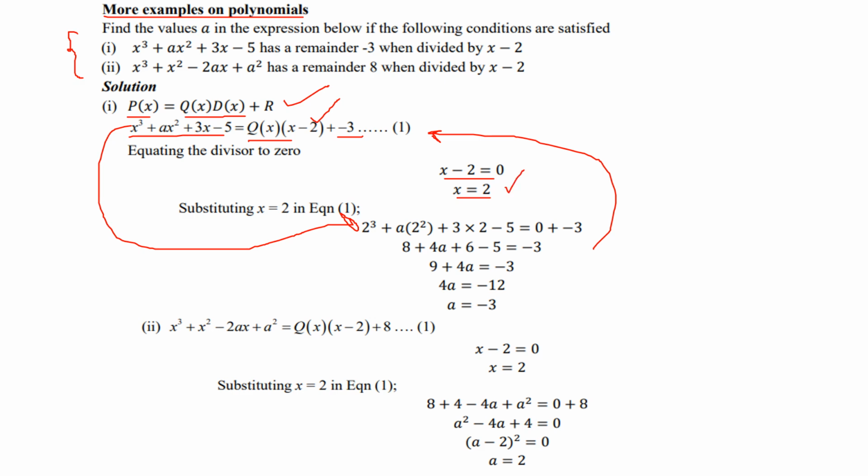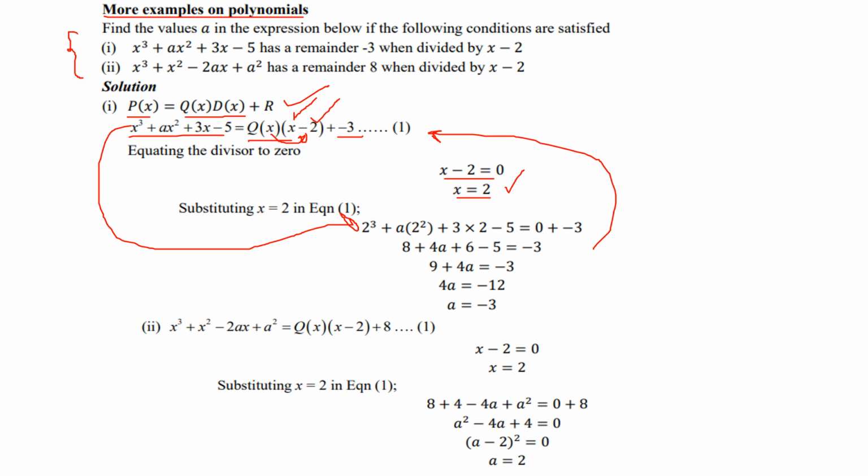So you have 2 cubed plus a into 2 squared plus 3 multiplied by 2, and then you less 5 is going to be equal to, now notice that in this polynomial, when you substitute here 2, this is going to be 2 minus 2. So everything is going to be 0. So polynomial of x is going to be multiplying this bracket, which is a 0. And you remain with plus negative 3. Let me hope you have understood that.